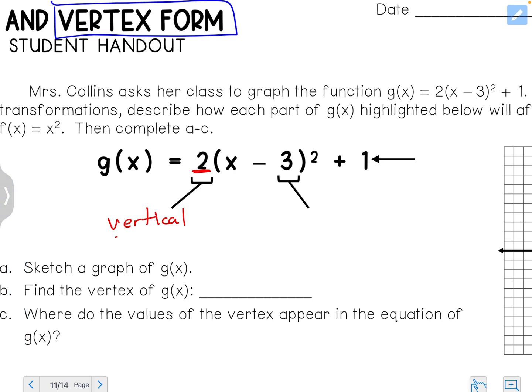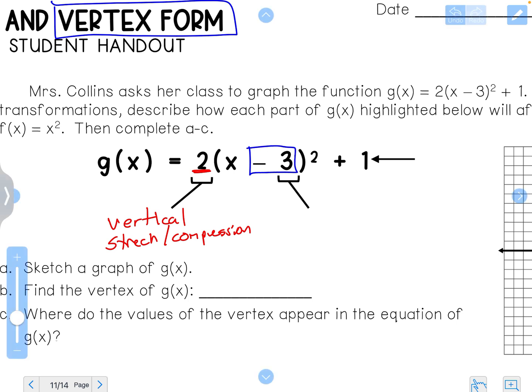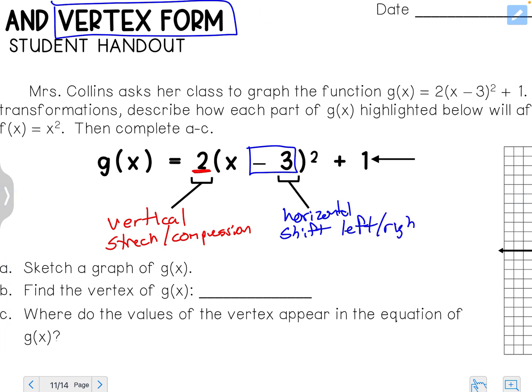So if we change the number in front of the parentheses, it was a vertical either stretch or compression. If we change the number after x inside the parentheses, it was a horizontal shift, either left or right. And if we change the number after the parentheses, it was a vertical shift, up or down.